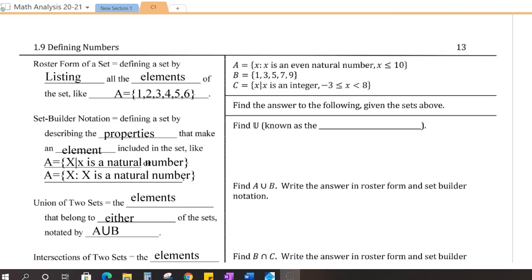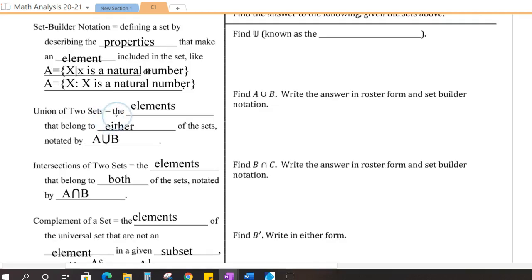Versus in the letter B, they have the roster form, just 1, 3, 5, 7, 9. Roster, giving you the numbers. Think of the roster for your sports team. It lists out the players. Versus set builder just simply gives a description of the numbers.